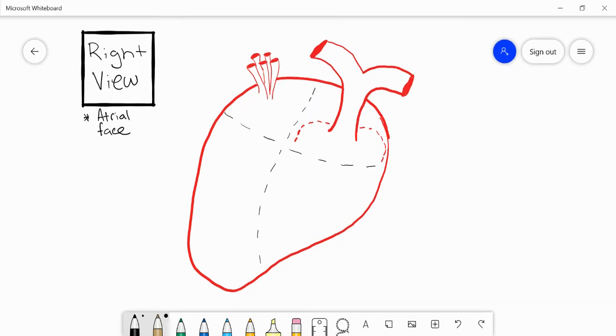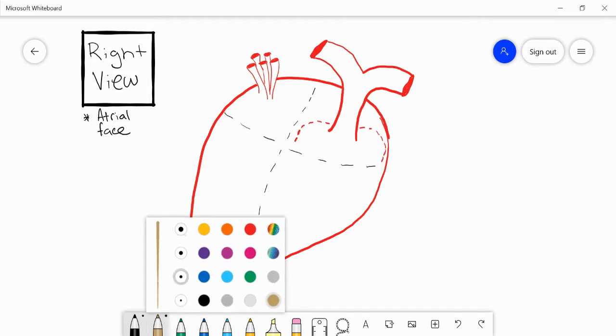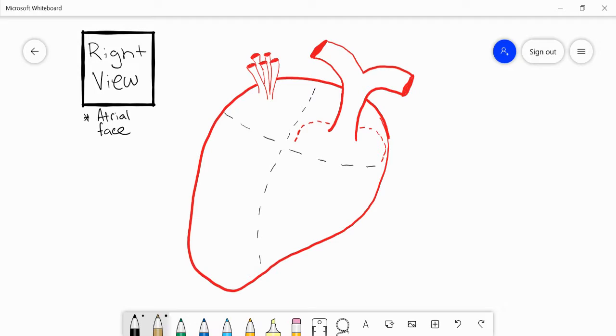This is the third video in the heart series, and in this one we're talking about the internal structures of the heart. So here I have the right view, which is also known as the atrial face of the heart. And to help situate us a little bit better, I'm going to first point out a couple things. Here we have the right atrium and the right ventricle. Similarly, on the left side, we have the left ventricle and the left atrium.